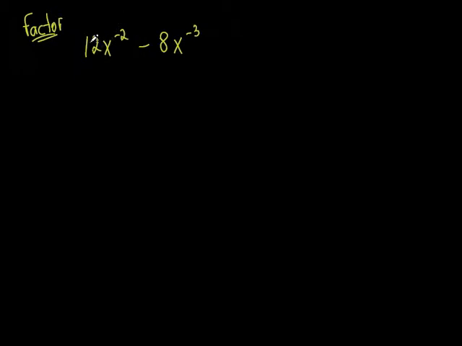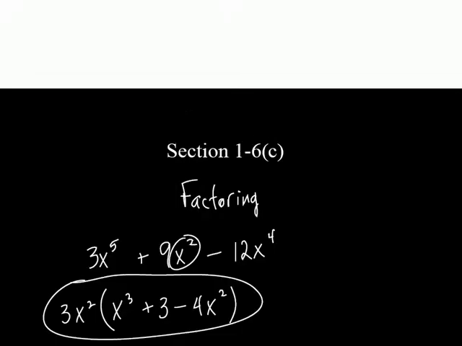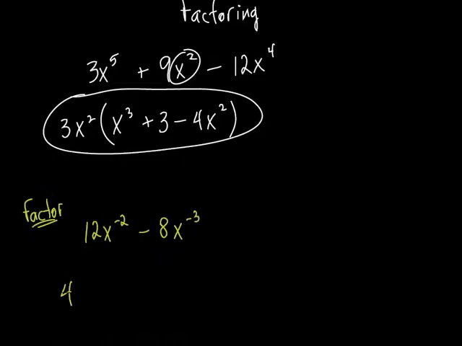Let's take a look. Look at the regular numbers, 12 and 8. What number divides evenly into 12 and 8? 4 does, right? So 4 is my common factor with the numbers. That was easy. That's just normal, right? Now, what about the x's? Remember, which one did we pick before? We picked the lowest one. We picked the smallest one, didn't we? Which one is the smallest between x to the negative 2nd and x to the negative 3rd?